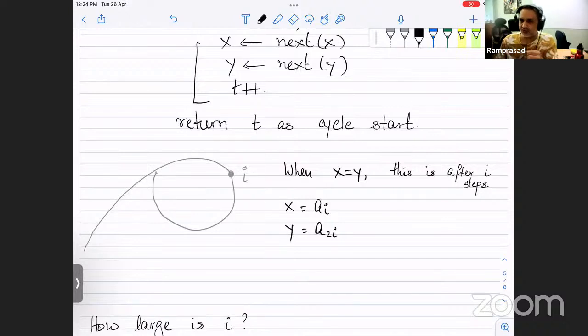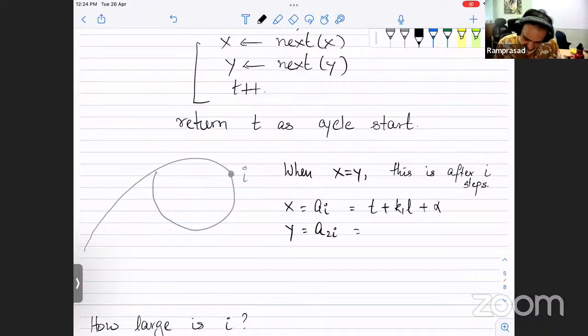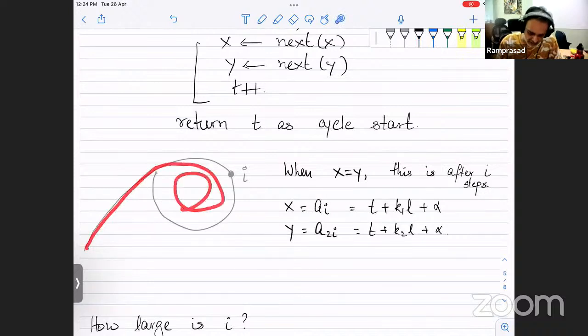But of course, in this A_{2i}, there are repetitions involved. Which means that this looks like T plus, let's say, k1 times L plus alpha, and this looks like T plus some other k2 times L plus alpha. That is, they both took this tail, which was of length T, went around the loop a certain number of times, and then went alpha many steps.